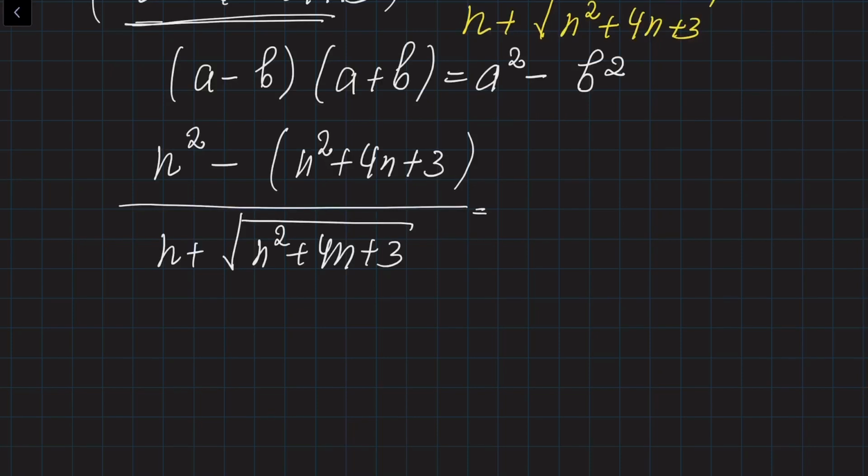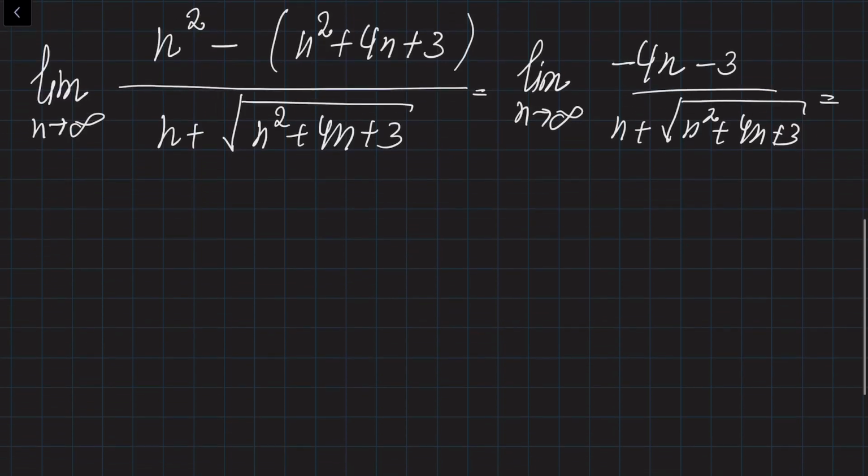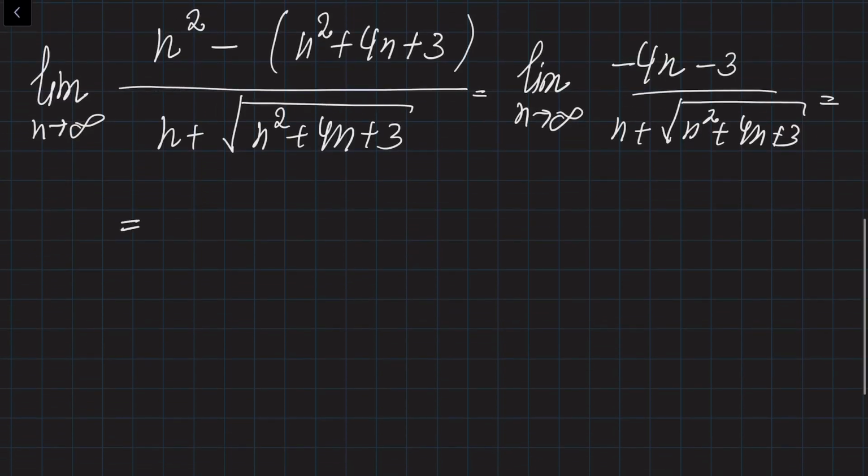So now we need to find the limit when n goes to infinity. If we open the brackets, the n squared terms are going to cancel, and what we are going to have here is minus 4n minus 3 divided by n plus square root of n squared plus 4n plus 3. What I'm going to do is take out the n from the numerator and denominator. So we are going to do this in this way.